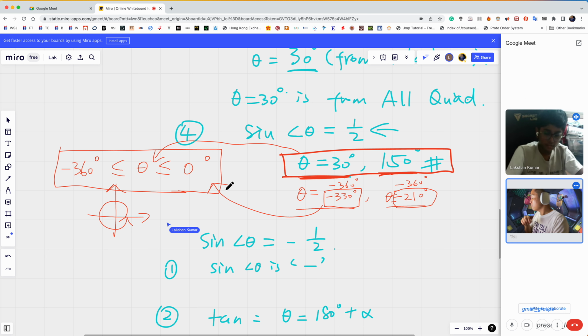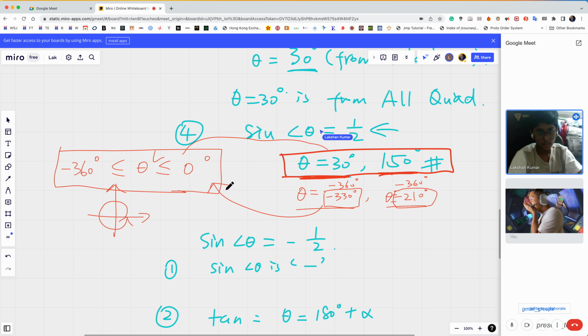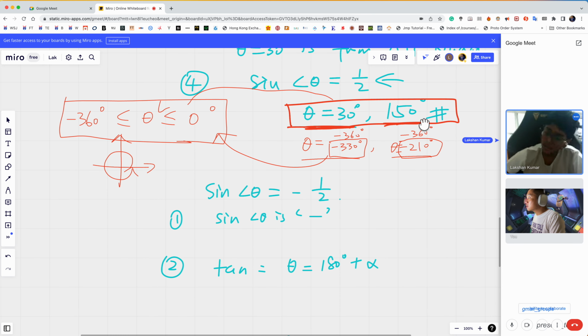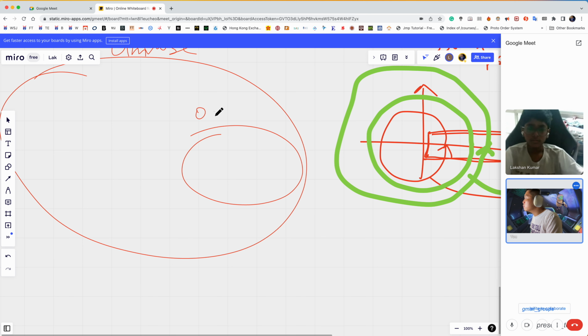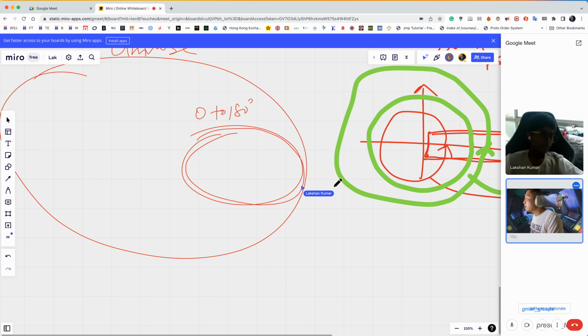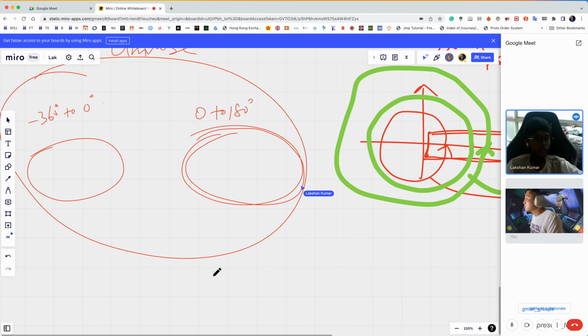Given this range, for example, for this question, sine theta equals 1/2, and the range is 0 to 180. Then that means this answer is acceptable, because it is within the range. So you give me the range 0 to 180, and I just circle this part. But if I give you minus 360 to 0, then you need to circle this part instead. You understand? Okay, good.